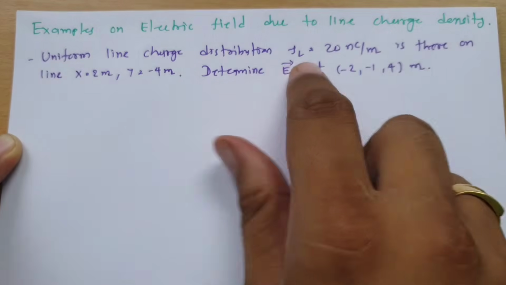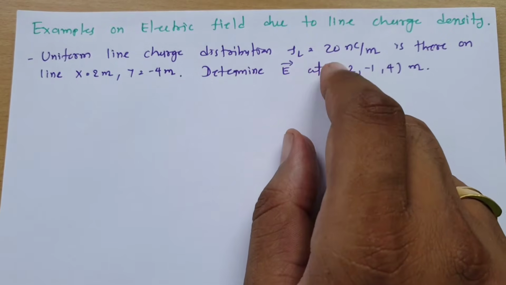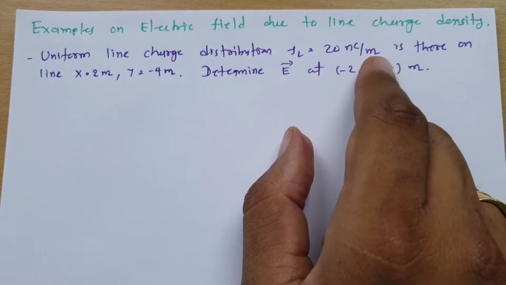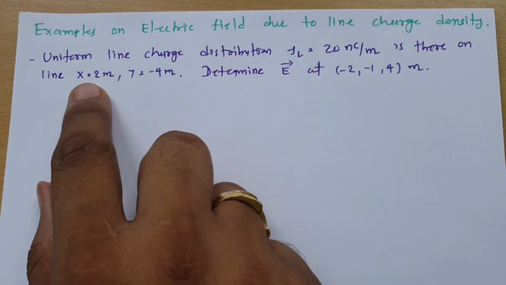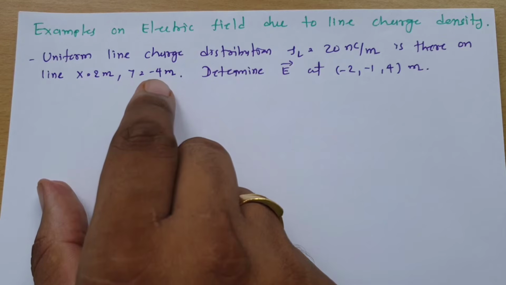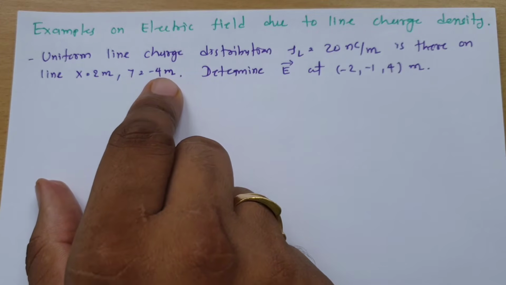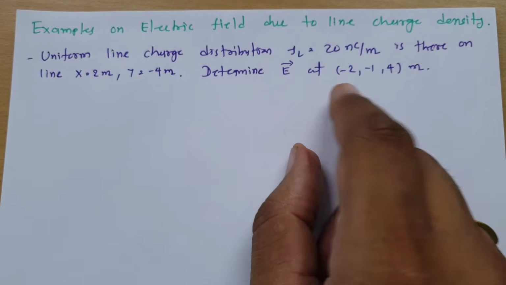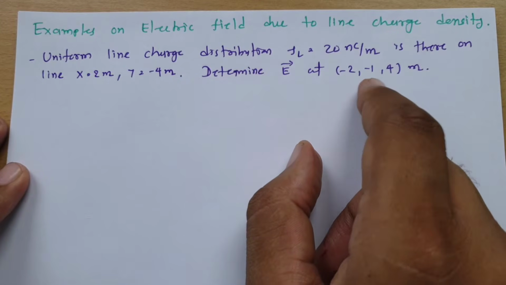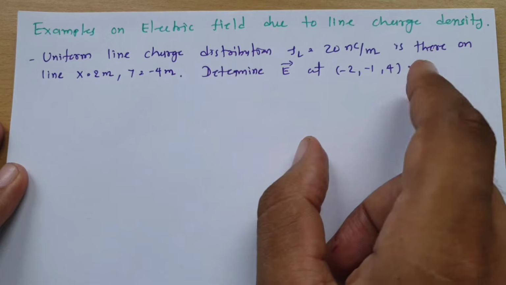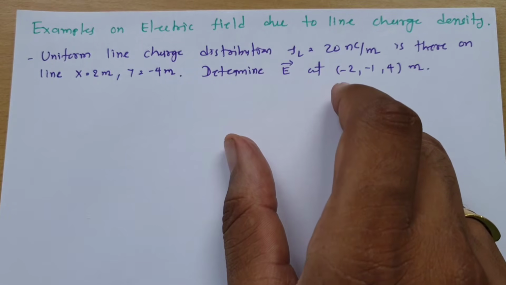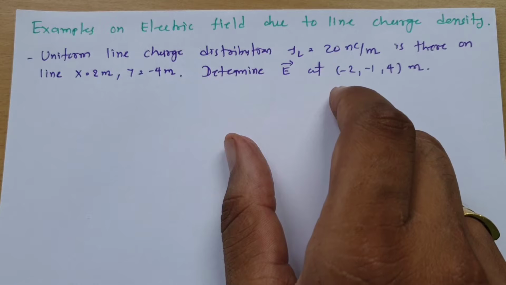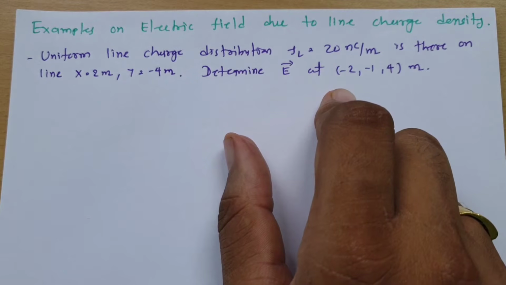So here uniform line charge distribution rho L is equal to 20 nanocoulomb per meter, that is given to us, and that is there on the line x is equal to 2 and y is equal to minus 4, and we are to determine the electric field at the point minus 2 comma minus 1 comma 4 meter. So here first of all we need to understand the geometry. Step by step you see how to understand the geometry, right?